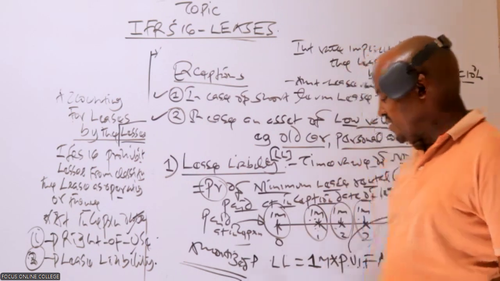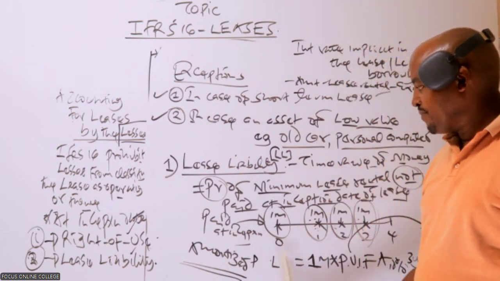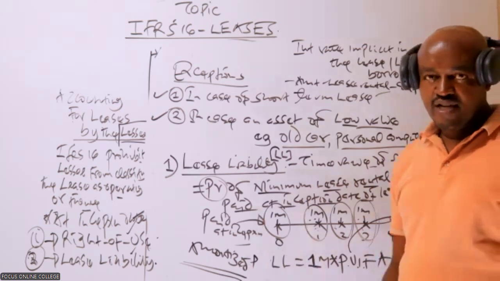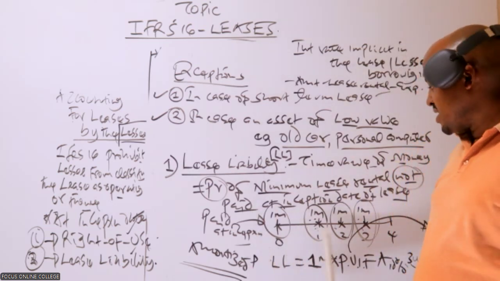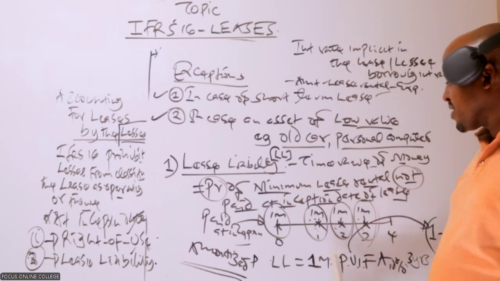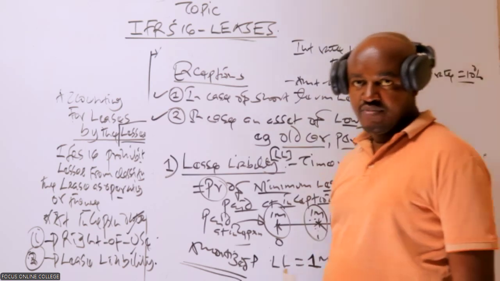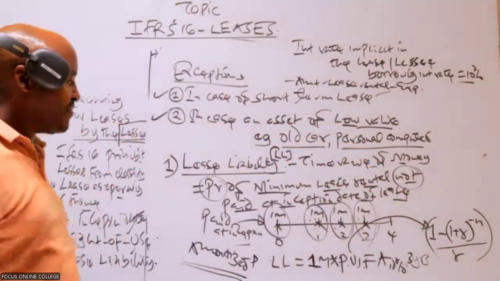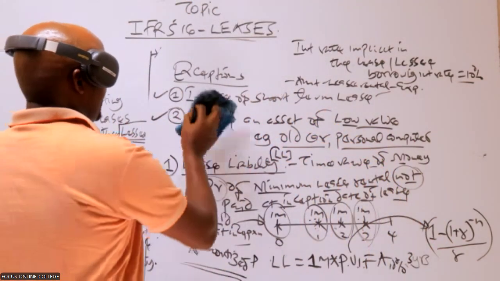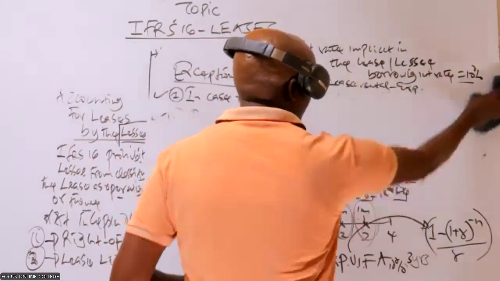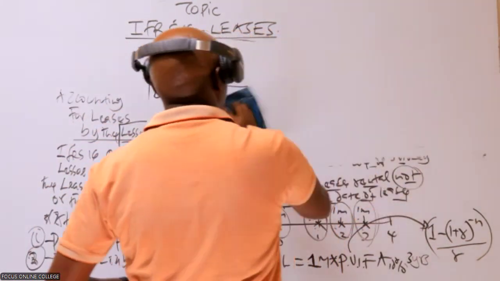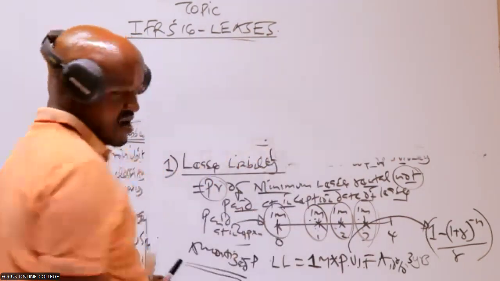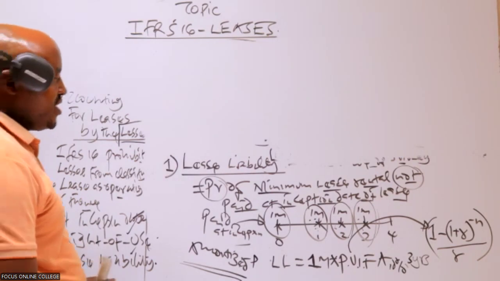So this particular liability which has been computed at the inception date should be amortized. It should be gradually written off such that at the end of the lease term, this liability should be 0. So that's basically how we determine the lease liability. And in this case, that particular lease liability should then be amortized, gradually written off.